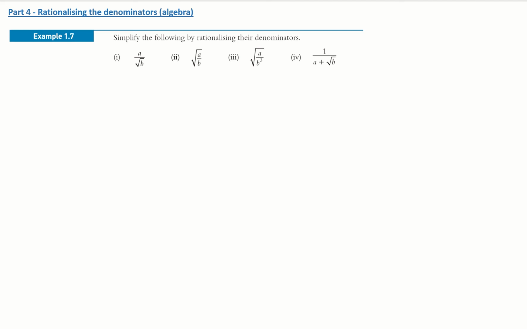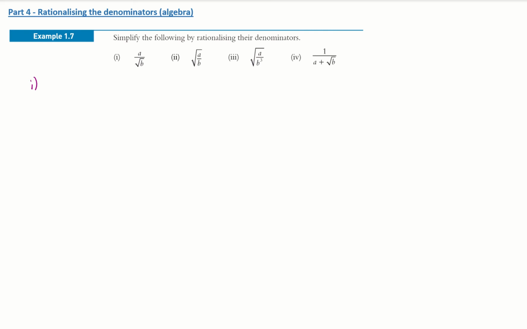Welcome back to part 4. Hopefully by now we're getting the hang of dealing with surds, and we're now going to look at rationalising the denominator when we, in our expressions, are using algebra rather than using specific numbers.